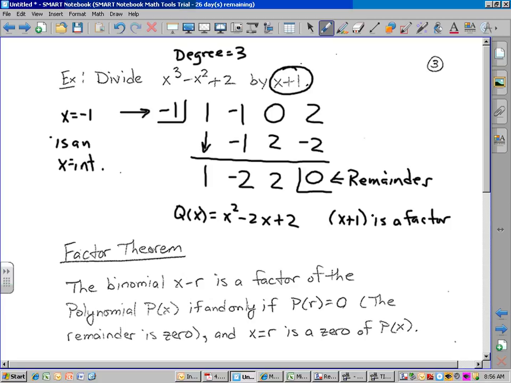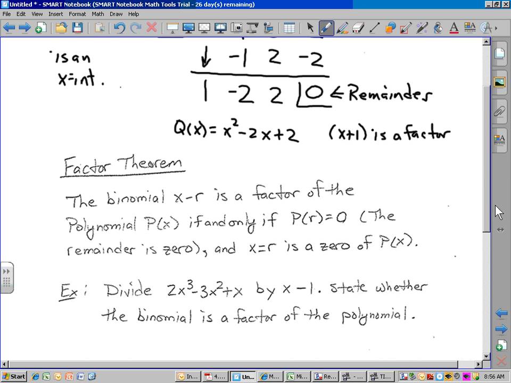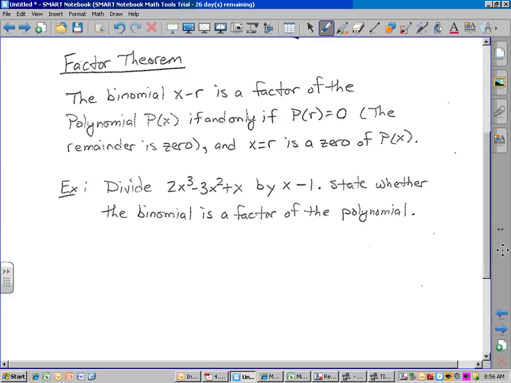And that's what the factor theorem tells us. So for a remainder of 0, we're going to know that what we divided by is a factor, and that the number that is in the half box, what would happen if you set the factor equal to 0 and solve, is an x-intercept of the polynomial. So let's go ahead and look at the factor theorem. That's what this is saying.